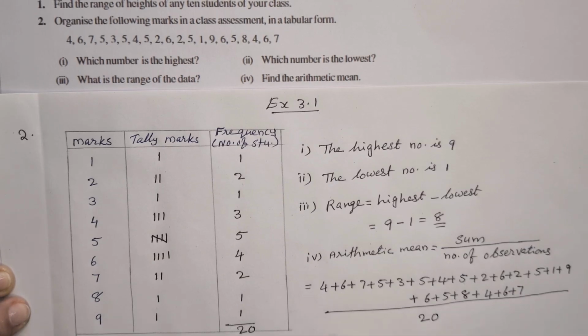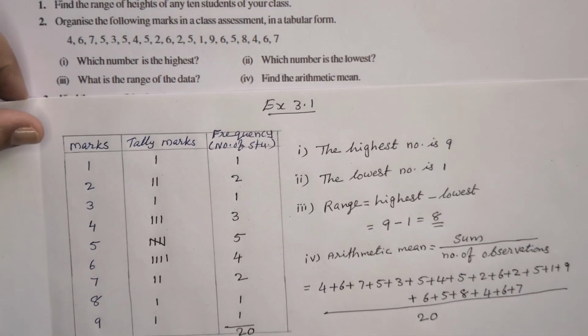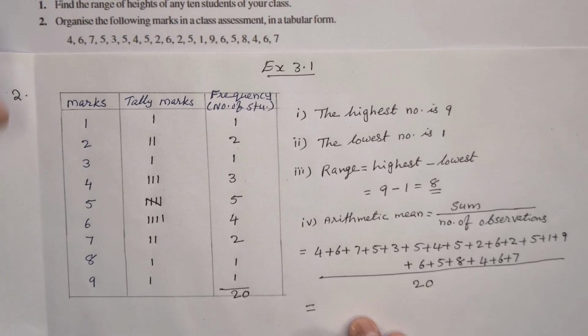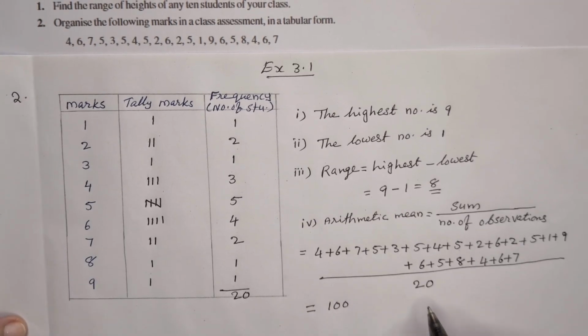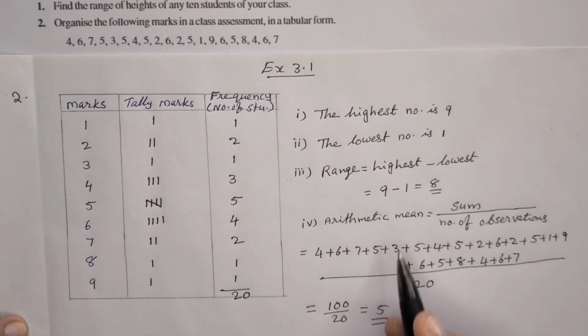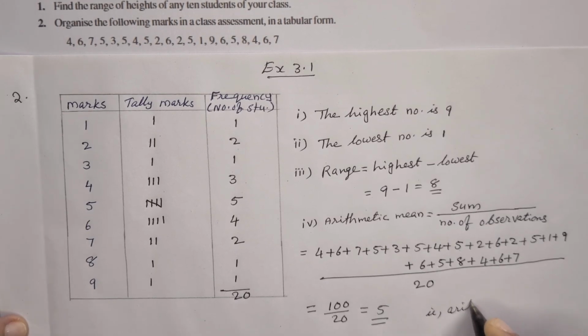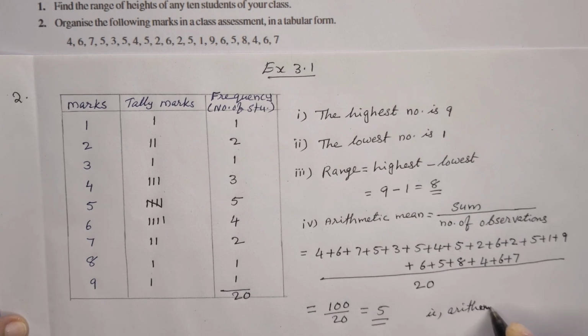So when we add all these numbers, we are getting the sum as 100. That divided by 20 is equal to 5. So arithmetic mean is equal to 5. We can write that arithmetic mean is equal to 5.